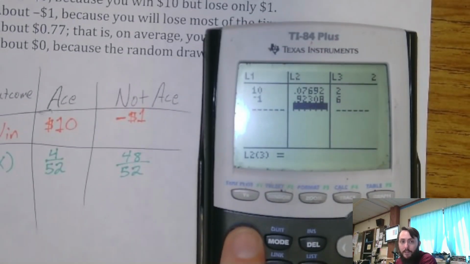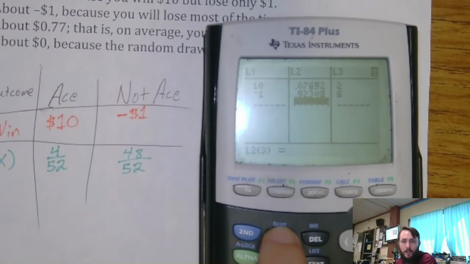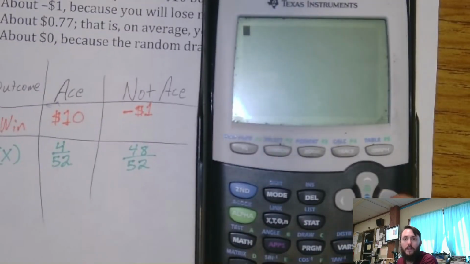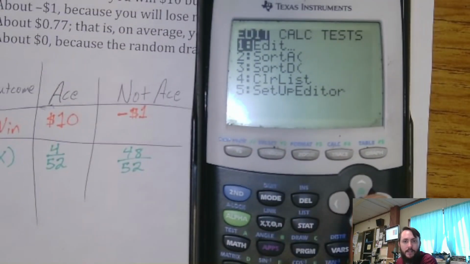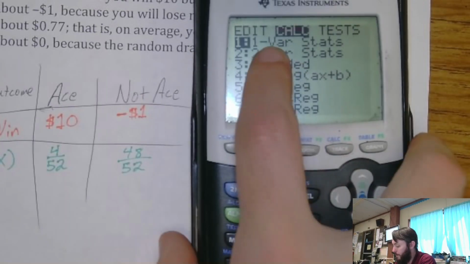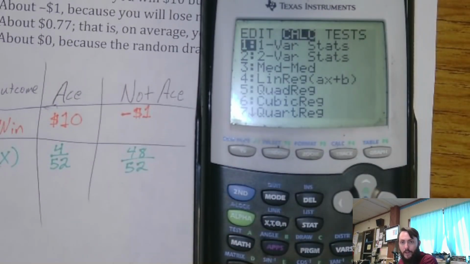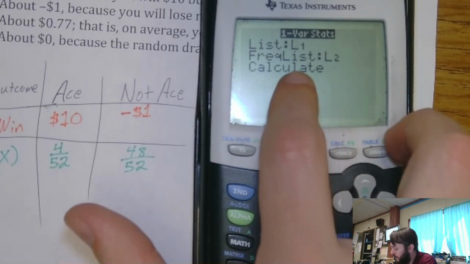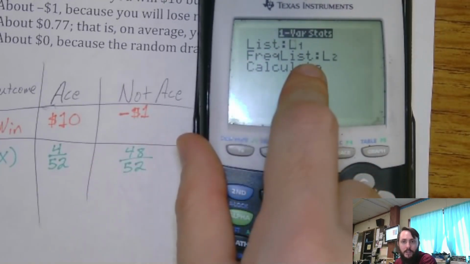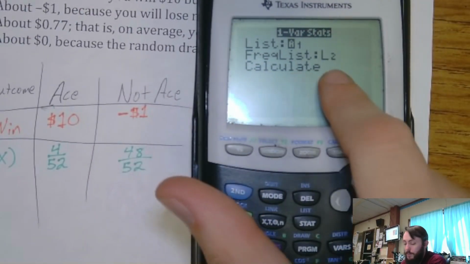Now, to be safe, I'm going to quit. So I'm going to press second, and then above the mode button, it says quit. So I'm going to press that. Now I'm going to press stat again, and we're going to calc. So we go to the right once. And now we want one variable statistics, 1-Var Stats, so that's number 1. For the list, we want it to be L1. For the frequency list, we want that to be L2.